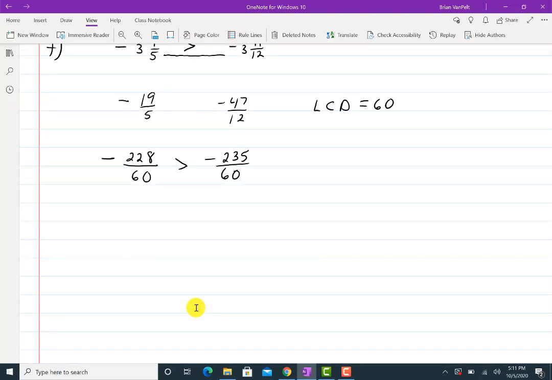And then one last one. Since 1/4 is a positive number, there's no reason to do anything over here. Although if you wanted to, I suppose you could write the 0 as 0 over 4, but there's no need. A positive number is always greater than 0.